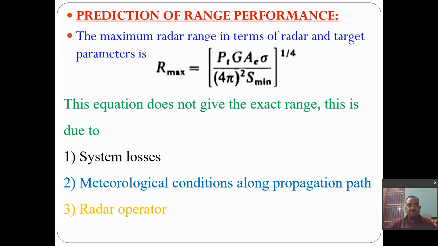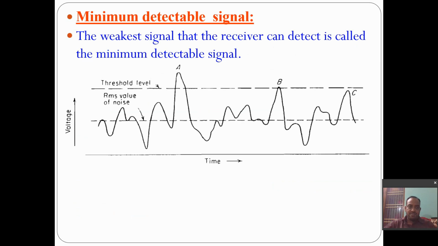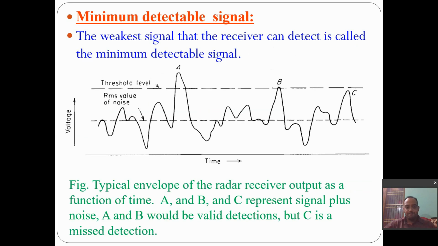Even if the radar is operating well, if the operator is not able to identify the target, then it is a poor performance. Then it reflects on the performance of the system, and the system is said to be a poor performing system. So these are the parameters that prevail over the radar range performance. That is this topic. Let's move on to the next topic, which is called minimum detectable signal.